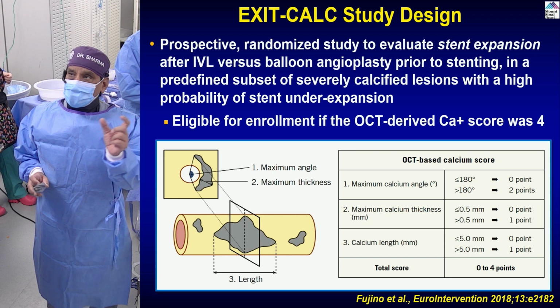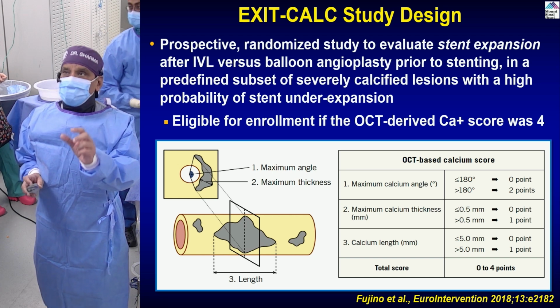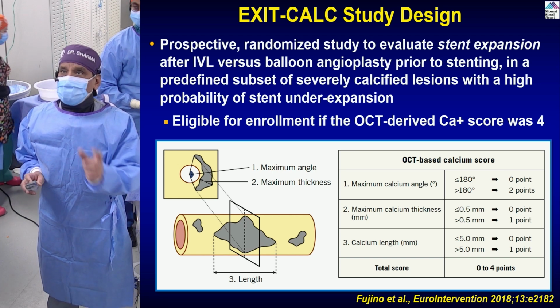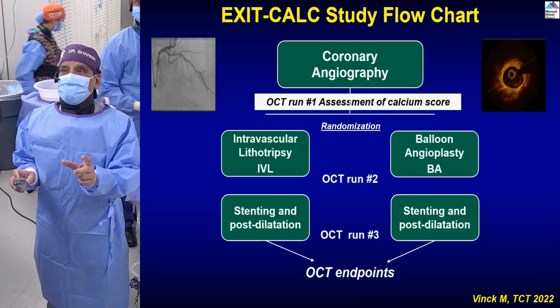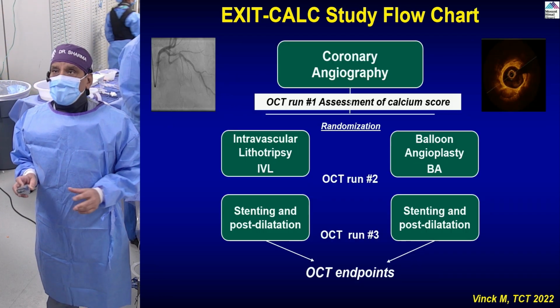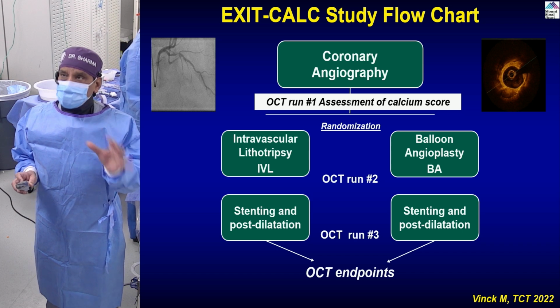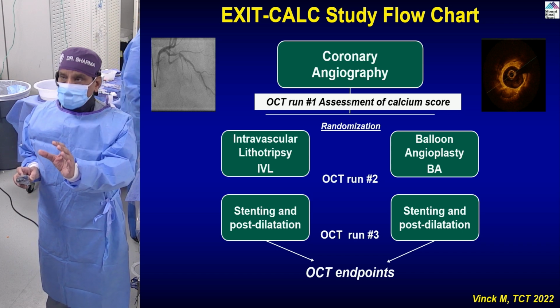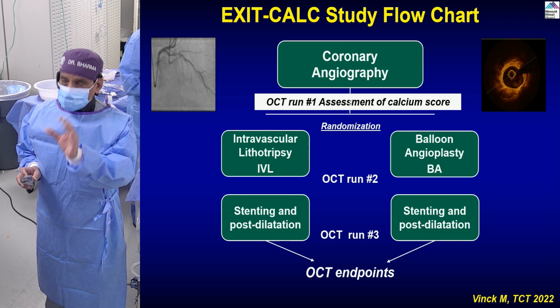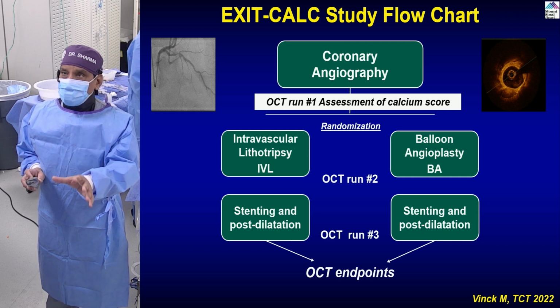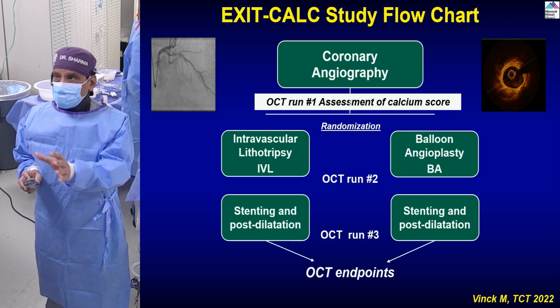So if calcium score was 4, patients were randomized to balloon angioplasty or IVL to see stent expansion. So that was the primary endpoint of the trial. After the OCT run, the patient has a calcium score of 4, then you do an IVL or balloon angioplasty, then you do stenting.